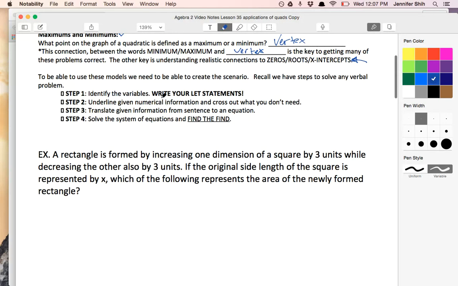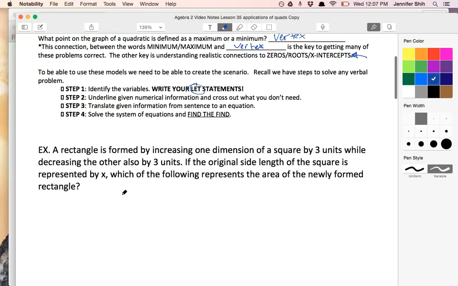Step 1, identify the variables. Write your let statement. I'm going to show you how to write let statements. Underline given numerical information, translate words to equations, and then solve the system of equations. Find the find. We're going to identify what our find is, and then we're going to find our find.